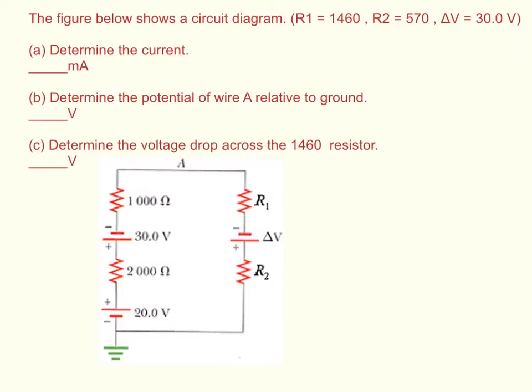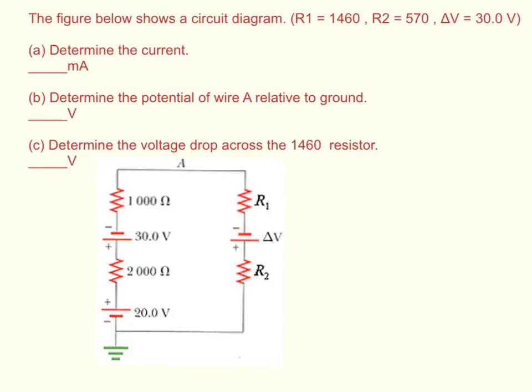The figure below shows a circuit diagram. R1 equals 1460 ohms, R2 equals 570 ohms, and delta V equals 30 volts. So it's R1, R2, and delta V. A. Determine the current in milliamps. Determine the potential of wire A relative to the ground. And determine the voltage drop across the 1460 ohm resistor.